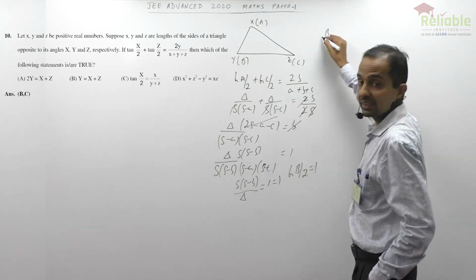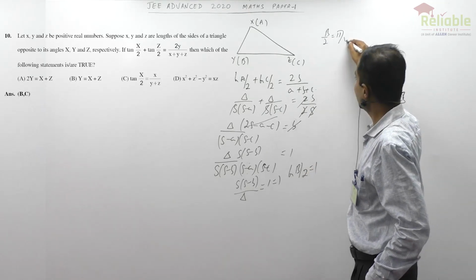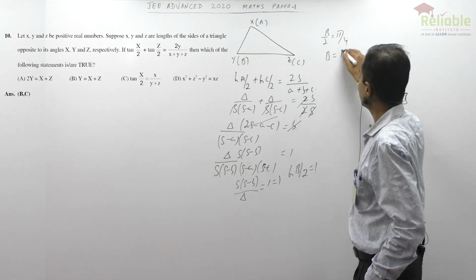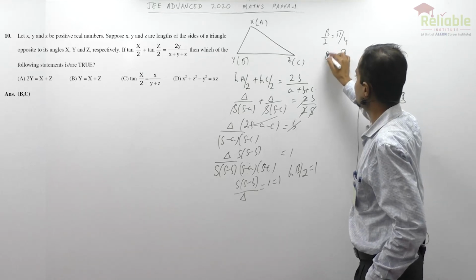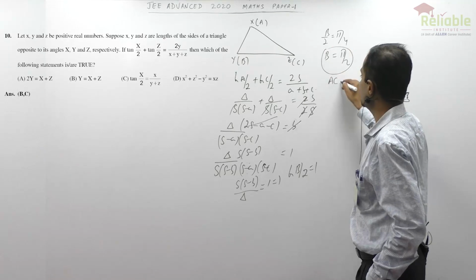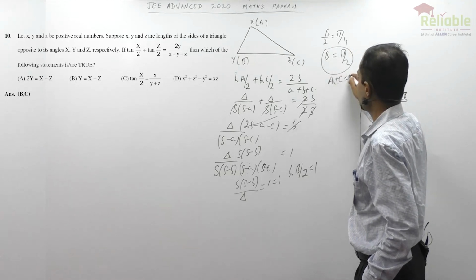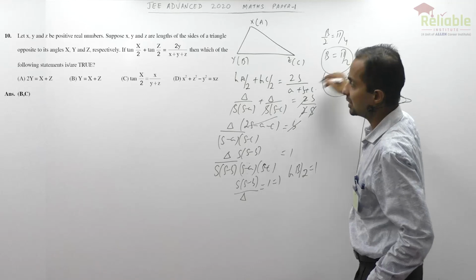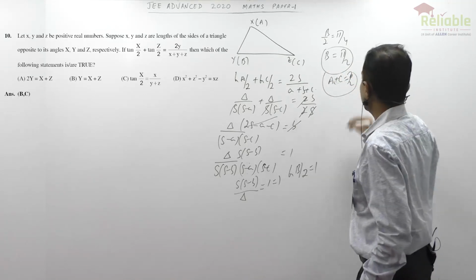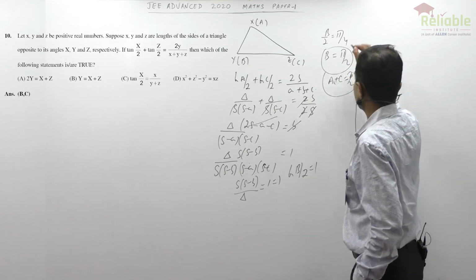So this implies that B by 2 is pi by 4, right? Hence B is pi by 2. So angle B is pi by 2. So A plus C is also pi by 2. So does this help us? Yeah, that's your second choice, B choice, right?